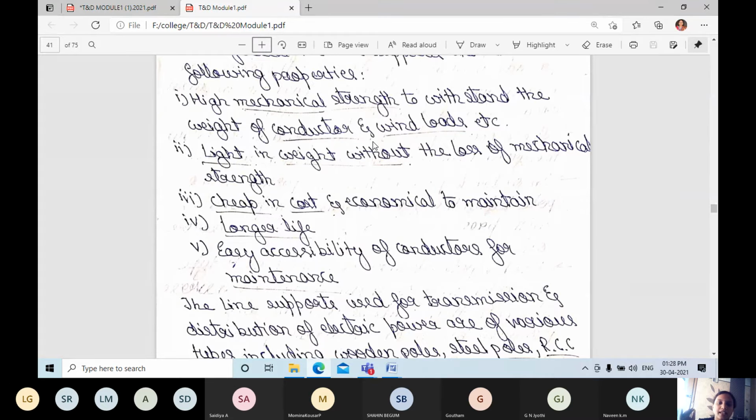It should have high mechanical strength, it should be cheap in cost and economical to maintain, and it should have a longer life. Easy accessibility of conductors for maintenance: for example, if the pole is fully soft, can the lineman climb? No, it is not possible. So accessibility of conductors for maintenance should be easy.